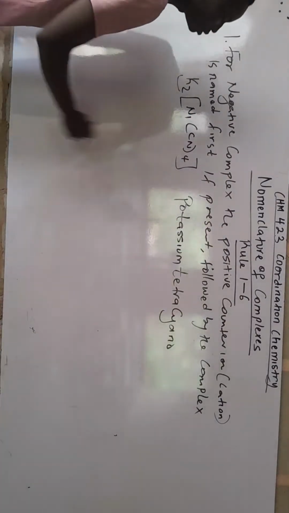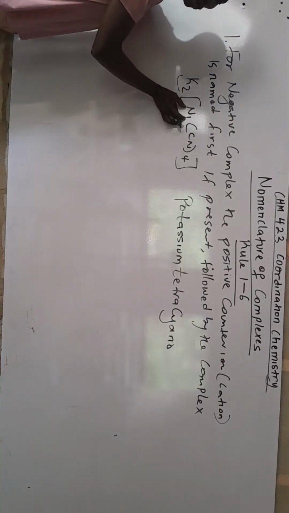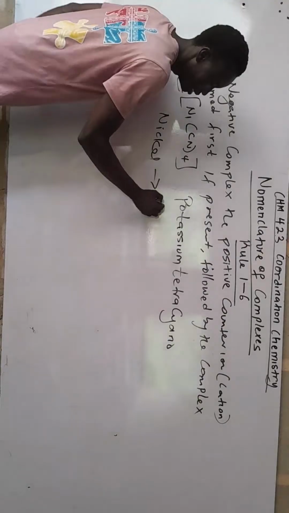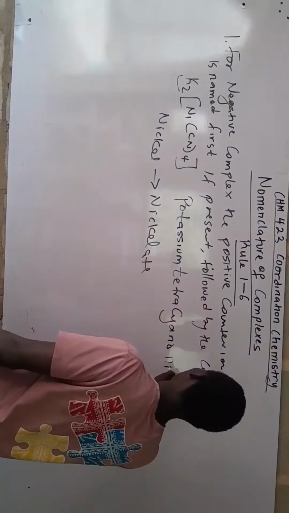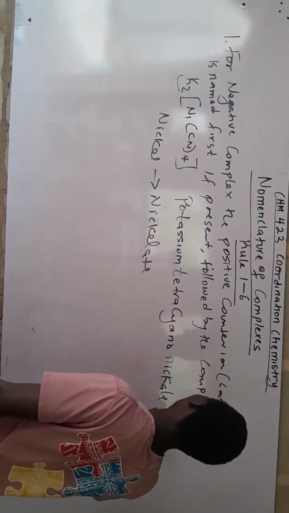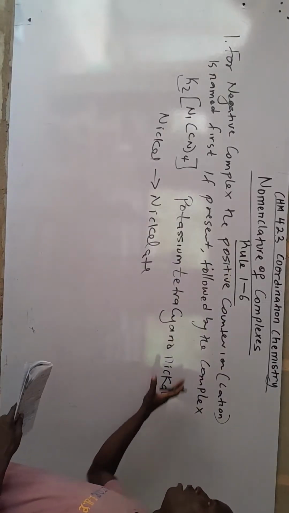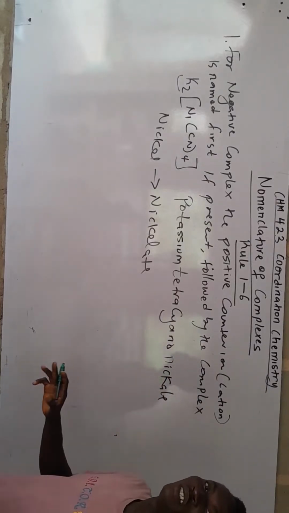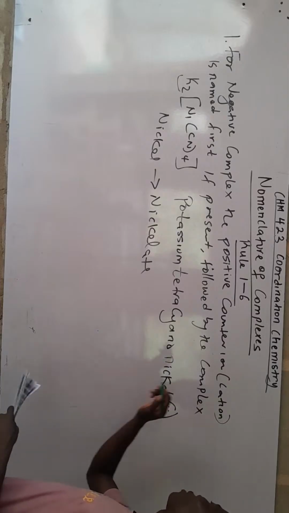Tetracyano. After the tetracyano, what will follow it? We have the nickel in this place. The nickel will change to what we call nickelate. So we are going to have nickelate. Take note of that. If the nickel that we have there has some amount of ions with it, as calculated under oxidation number, for that one we are going to have nickelate too. That's what we are going to have there.